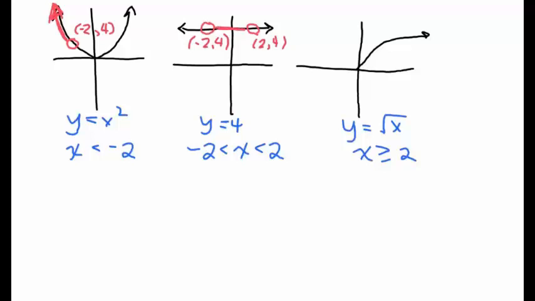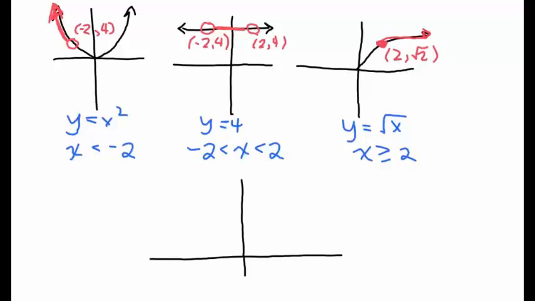Lastly, dealing with our square root function, we want everything greater than or equal to 2. So let's go ahead and plot a closed circle here at the value of x is equal to 2. When we substitute 2 into y, we're going to get square root of 2. So the point here is going to be 2, root 2. And we want everything to the right of this point, so everything over here.